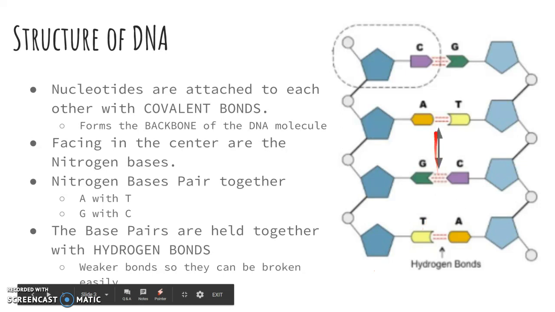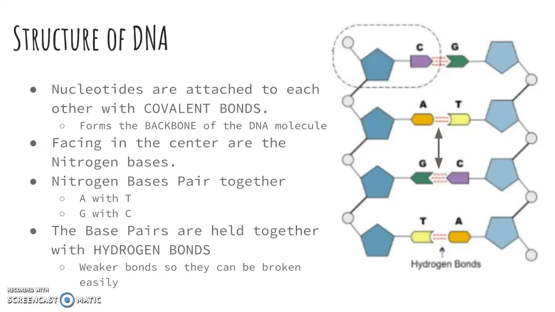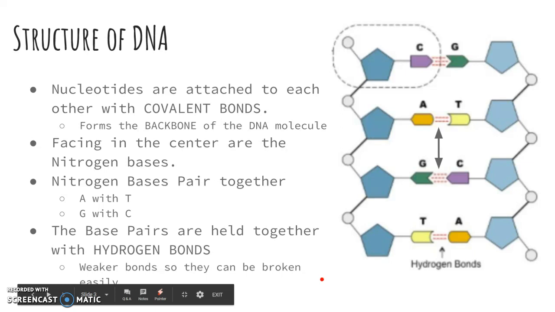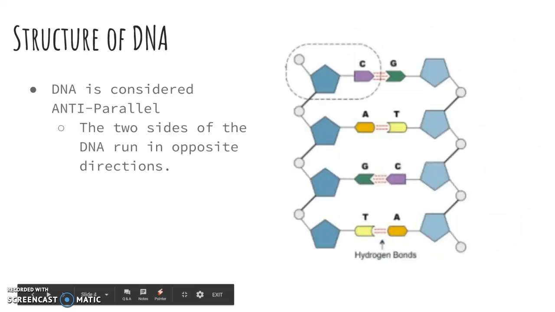Lastly, they're linked together in the middle here with a hydrogen bond, and that's important because hydrogen bonds are very weak, which means they can be broken very easily for things like replication, which we're going to look at in a minute. Just a couple quick things about the structure of DNA.